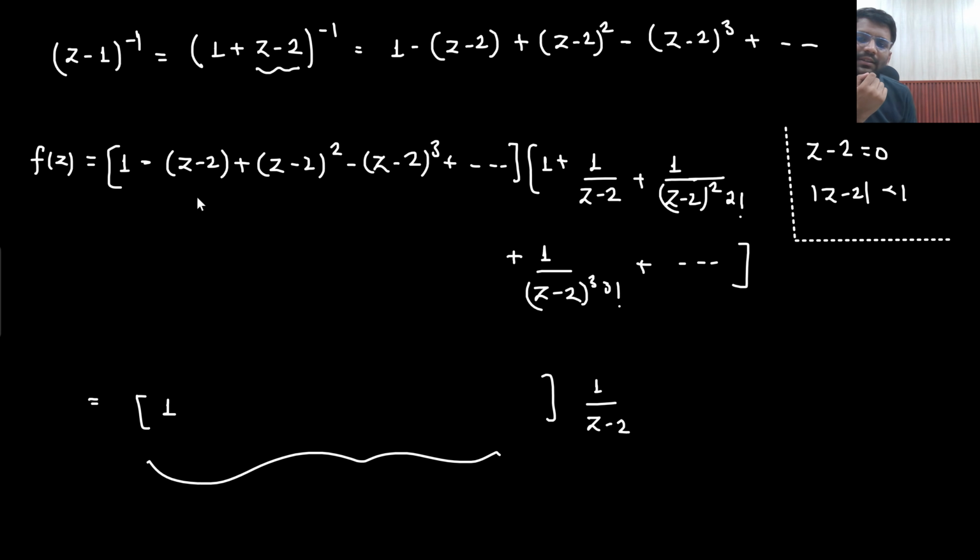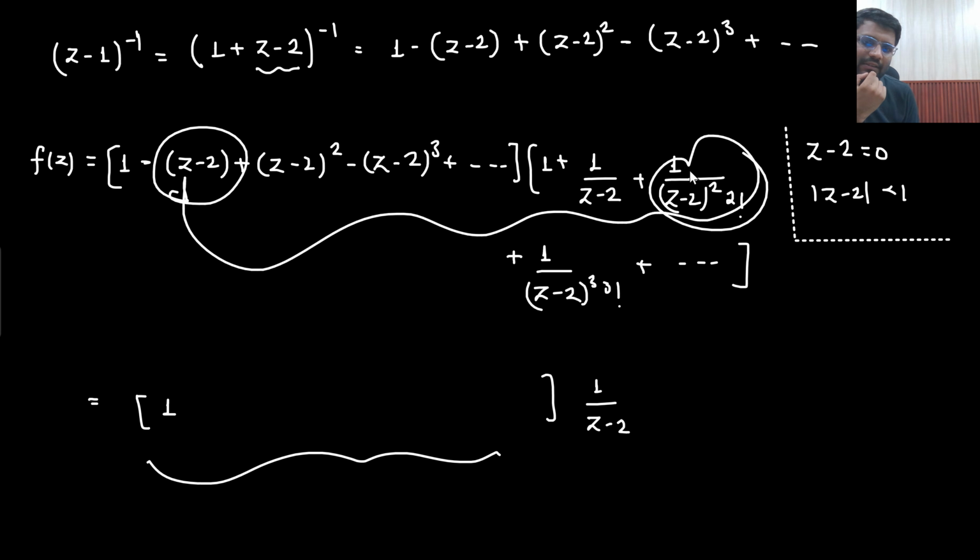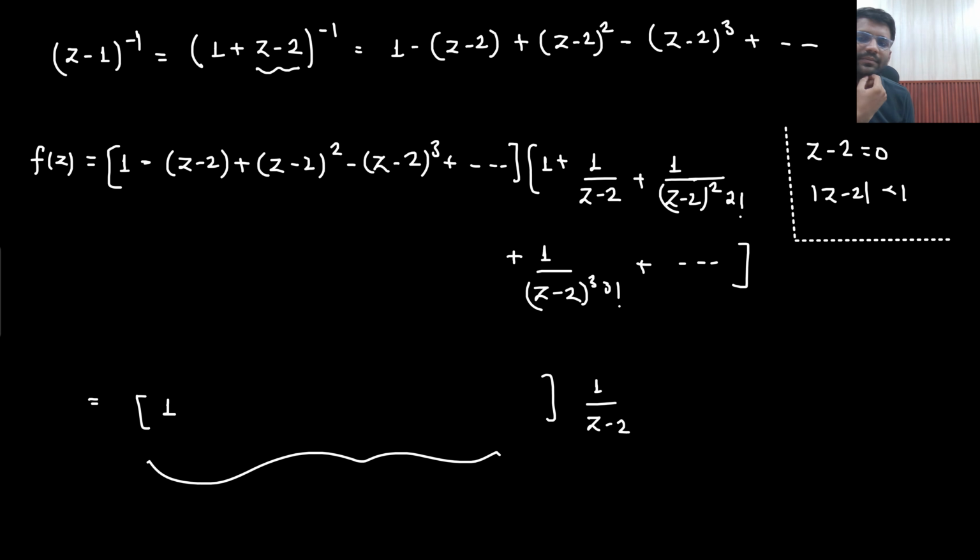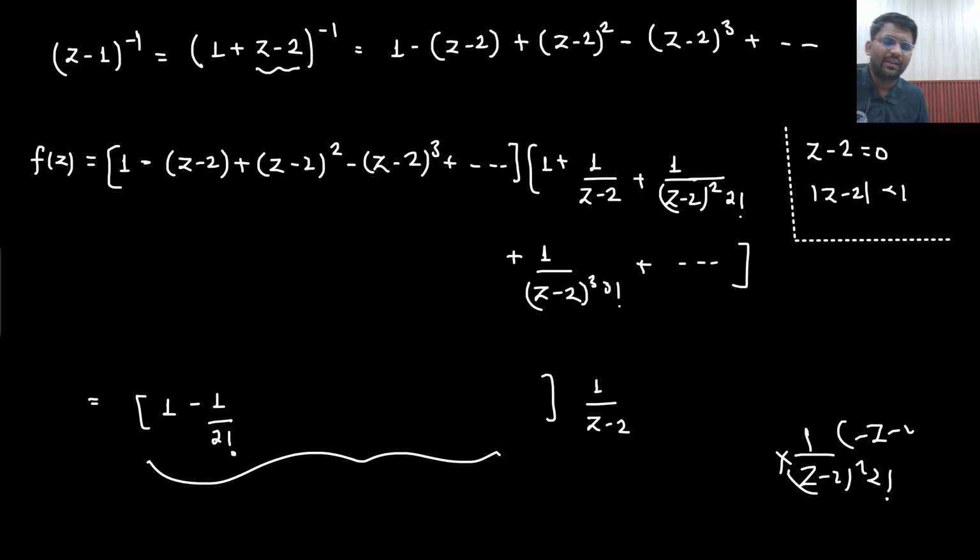Then, sir, this should be multiplied with this, right? Z minus 2 should be multiplied with 1 upon z minus 2 whole square divided by 2 factorial. So what I will get, sir? 1 upon z minus 2 whole square divided with 2 factorial is multiplied with the minus sign outside, minus z minus 2. So what you are getting? 1 upon z minus 2, 1 by 2 factorial. So minus 1 by 2 factorial.